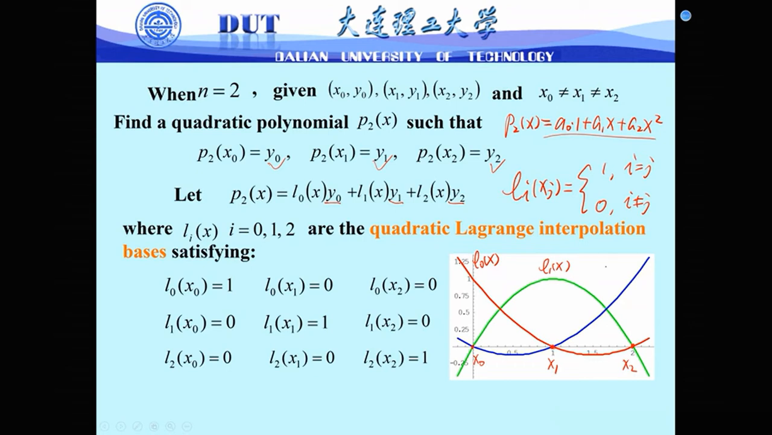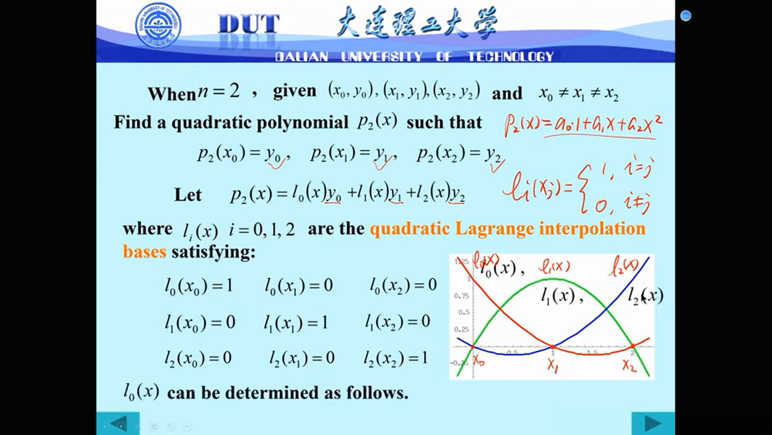Okay, so the blue curve is the function L2(x). You see, it's very beautiful, right? Okay, the three polynomial functions, they are the quadratic Lagrange interpolation basis. Is it okay for you? The three parabolic curves. Okay, so L0, L1, and L2. Clear?